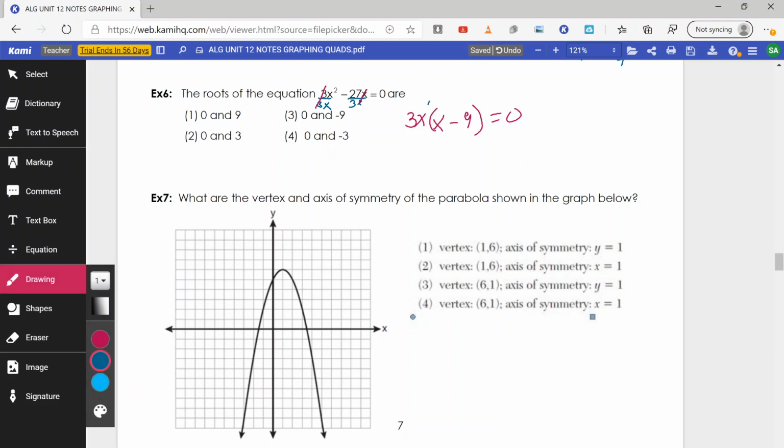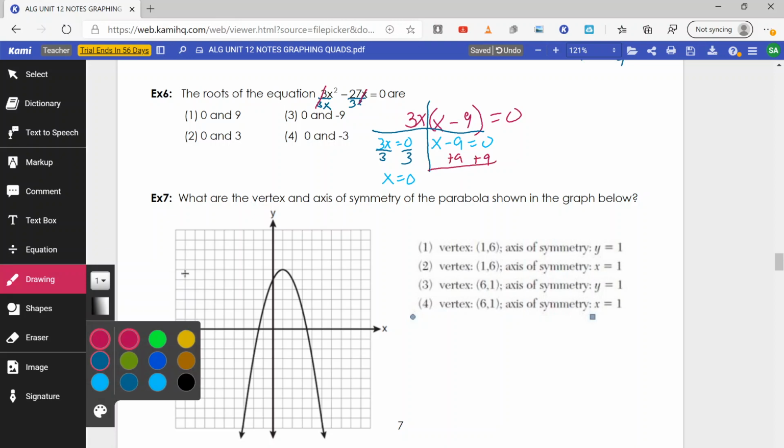Now this, because we can't go any further, is when I split them up and set each of these equal to 0. And again, they both have x, so both will be set equal to 0. So 3x equals 0 and x minus 9 equals 0. So on this side, we're going to divide by 3. 0 divided by 3 is just 0. And on the other side, we're going to add 9 to both sides. So we get x equals 9. So we're looking for 0 and 9, which happens to be number 1.